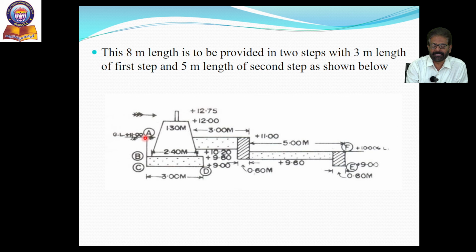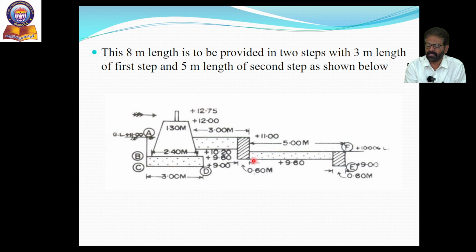The total creep length means, as shown in this figure, from A to B, B to C, C to D, and D to E, E to F. So this is the path traced by the seepage water. Seepage water will move like this, in this direction, in contact with the structure. So as shown in this figure, A to C we can easily evaluate as 11 meters. The bottom of the foundation concrete is at 9 meters, 2 meters in this vertical direction, and the foundation concrete width is 3 meters, 2 plus 3, like that.